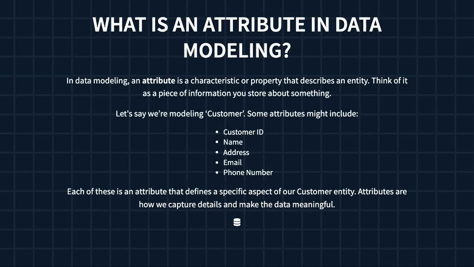Okay, so let's start with a fundamental concept, attributes. An attribute is basically just a piece of information you collect about something in your data model. It's like a specific characteristic or property that tells you more about an entity, which we can think of as a thing in our system, like a customer. For example, if we're modeling customers, we might have attributes like their ID, name, address, email, and phone number. Each attribute describes a different detail about the customer, and they are how we capture all those important details to make our data really useful.